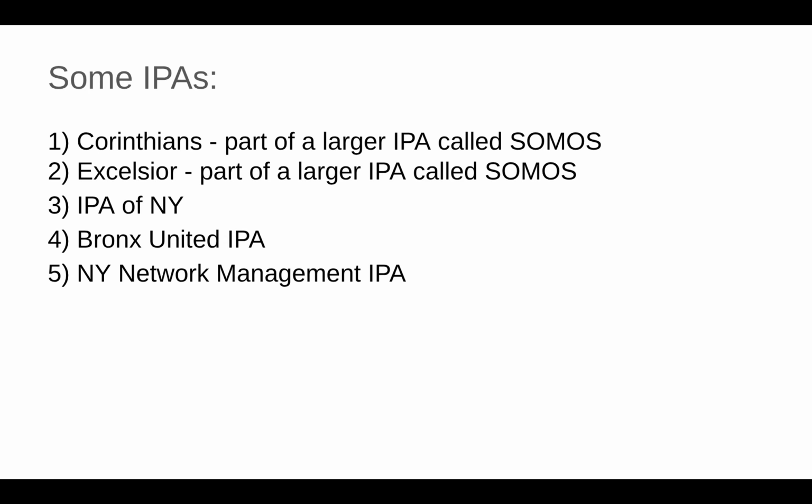Here are some IPAs you could call and look into. Corinthians from the Bronx, part of a larger IPA called Somos. Excelsior, part of a larger IPA called Somos as well. Excelsior is from Queens. IPA of New York, Bronx United IPA, Might Network Management IPA. Since these organizations are still evolving and improving their reach, finding them can be a bit tricky. Do a Google and AI search and start calling them.